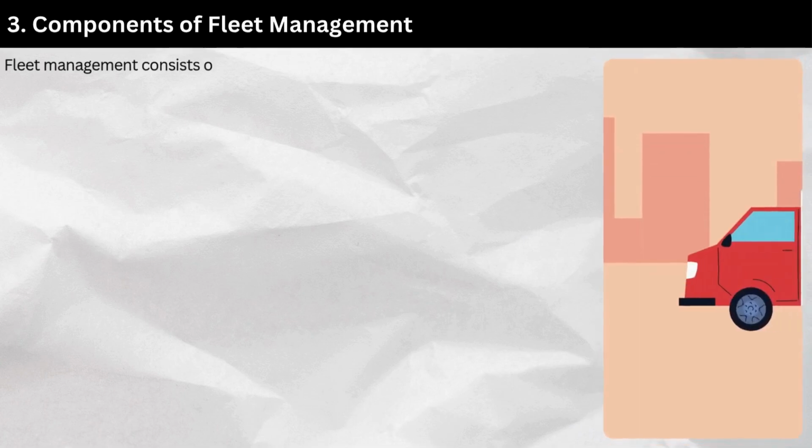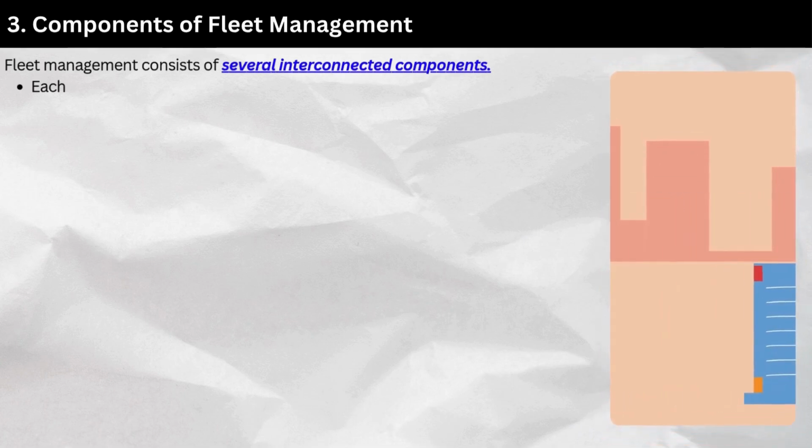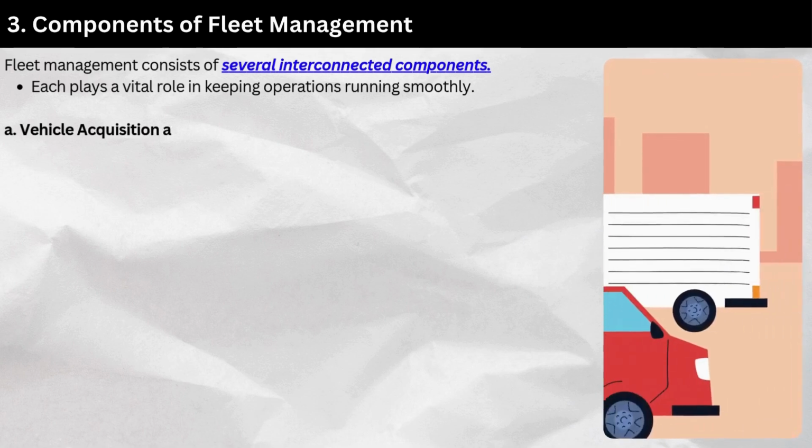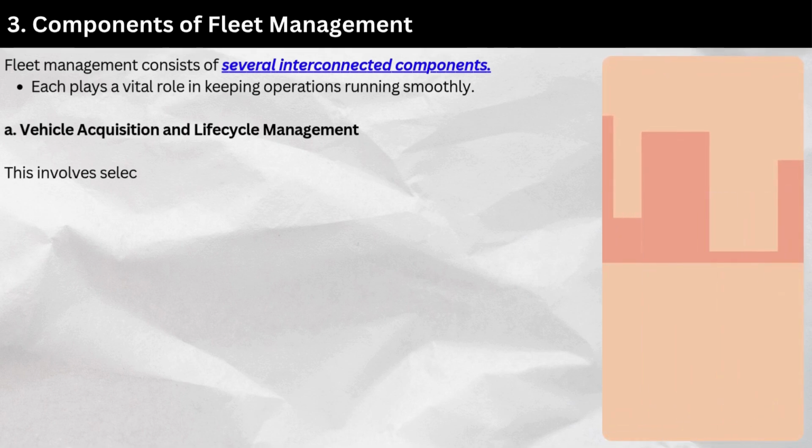3. Components of fleet management. Fleet management consists of several interconnected components. Each plays a vital role in keeping operations running smoothly. A. Vehicle acquisition and lifecycle management.